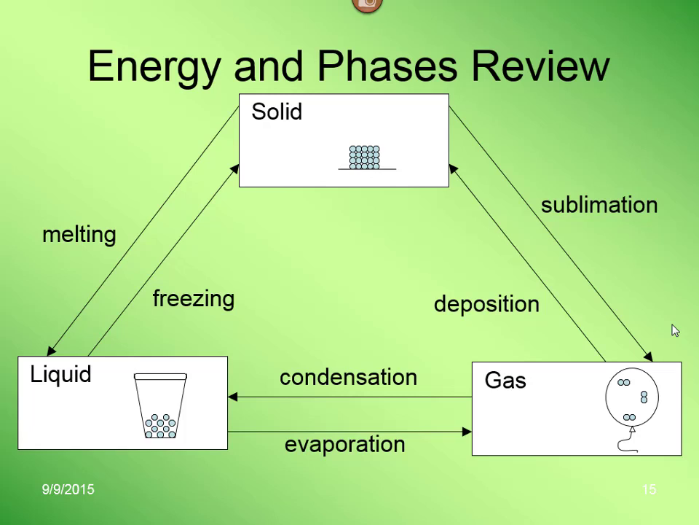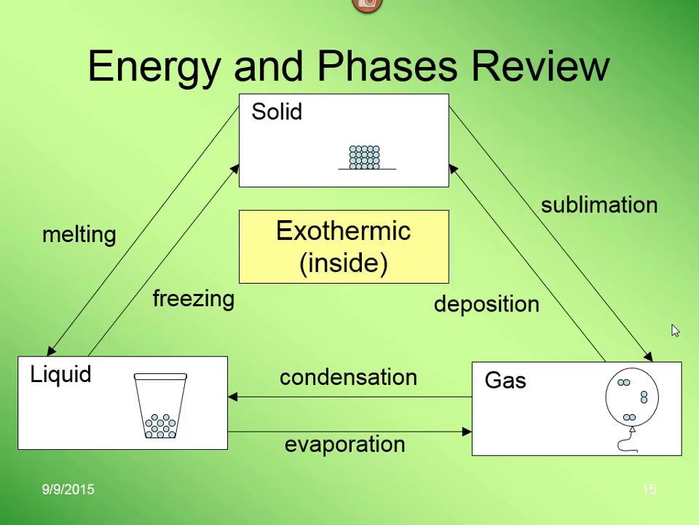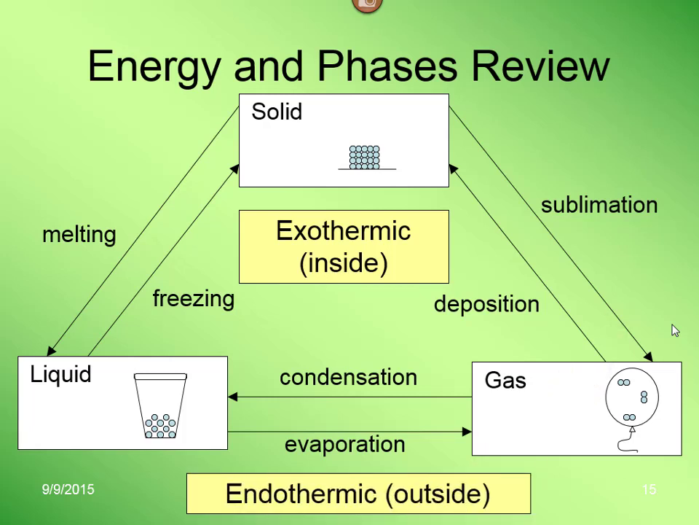Underneath, we're going to put just a couple things about this diagram. Hopefully you got all your words on the right arrows because it does make a difference. All of those inside arrows are exothermic. All of those outside arrows are endothermic.